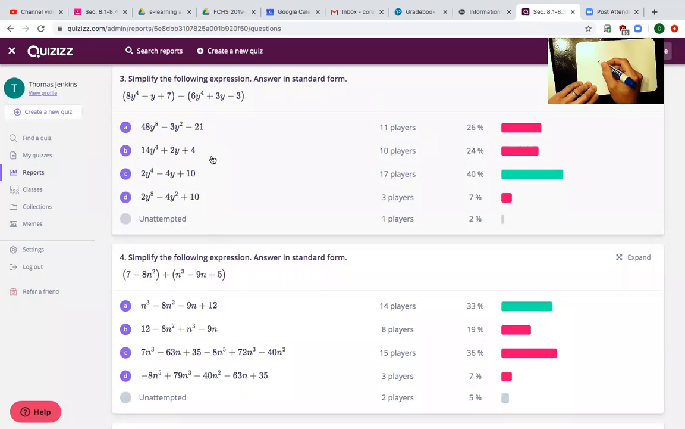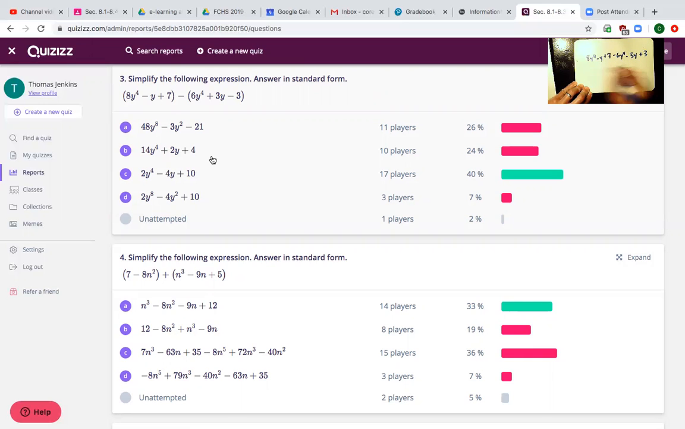Anytime there's a subtraction problem, we distribute that negative. So I'm just going to write the first term, 8y to the 4th minus 1y plus 7, and I'm going to distribute that negative. So the second thing would be negative 6y to the 4th minus 3y plus 3. And I hope this does not show up backwards. It looks backwards on my screen. Hopefully that's fixed on yours. Anyways, now we're just combining like terms.